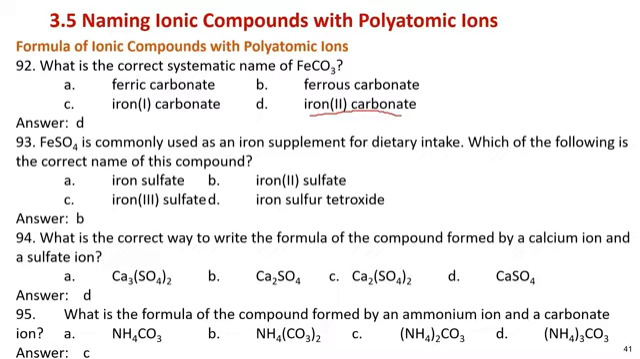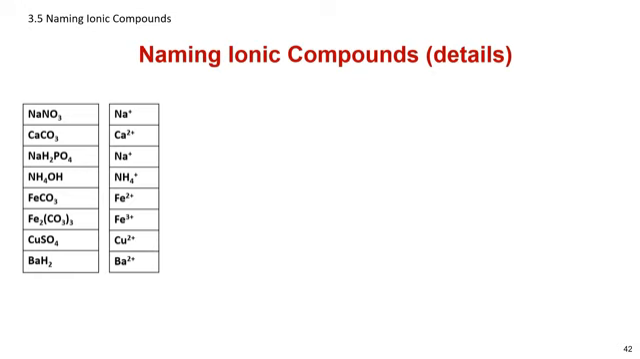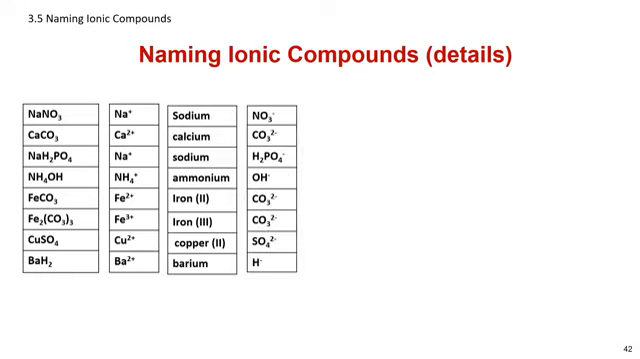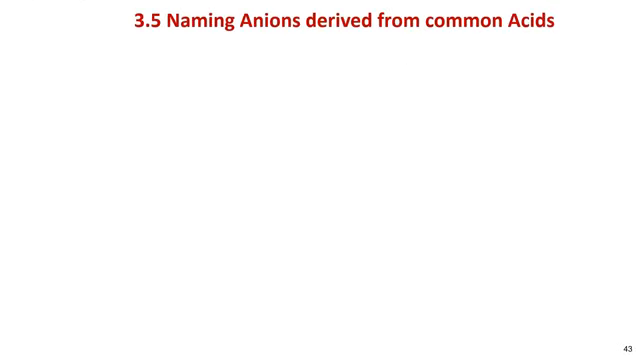Sodium nitrate, calcium carbonate. You say the name of the sodium ion, then the negative ion, nitrate, so sodium nitrate. If it is a transition metal, you have to put the parentheses. So that's how you get these names: ammonium hydroxide, iron carbonate, ferric. The first one is systematic, for variable charge cations. The second one is a common older system.